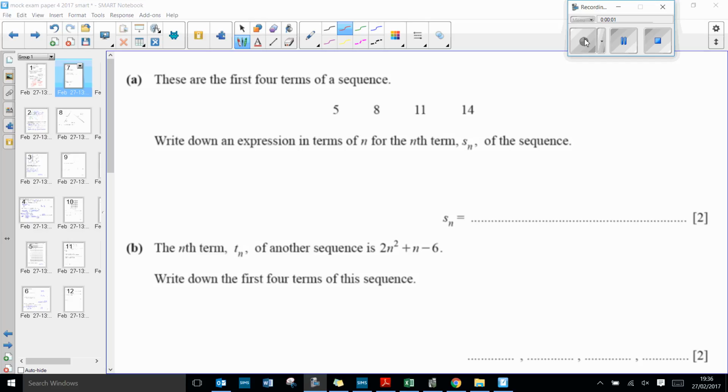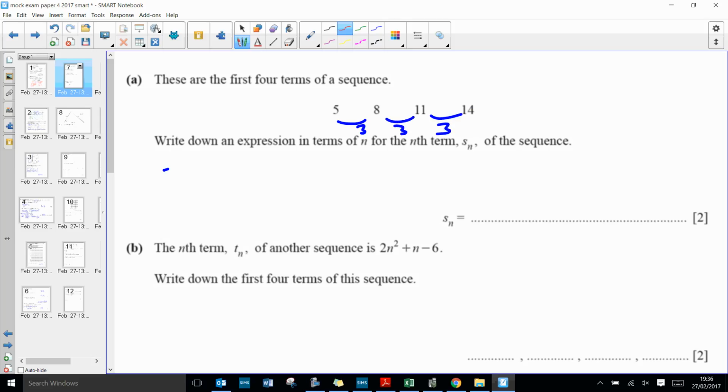Okay, these are the first 4 terms of a sequence. Write down an expression for the nth term. So when you're finding the nth term, we look for the common difference, which in this case is 3. So we know our rule is going to be 3n. How do we decide what should go here? Well, we'd say what value would it be here, and it would be positive 2, so that's where the plus 2 comes in. So our rule is 3n plus 2.